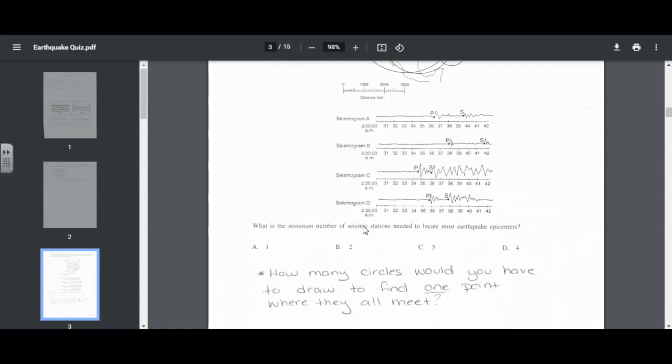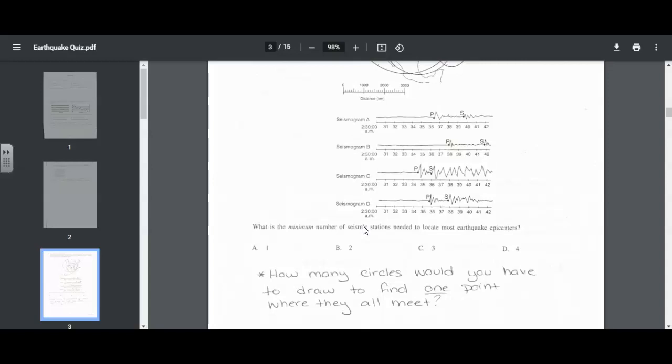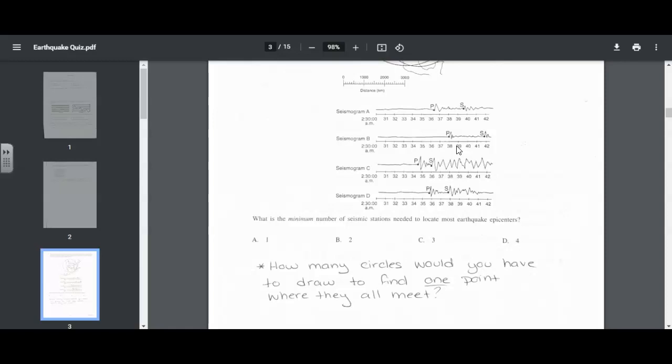Okay. Another way to think about this is when you're looking at these maps that they give you with all the interlocking circles, how many circles would you have to draw to find one point where they all meet? Right? So is that going to be 1, 2, 3, or 4 stations or circles?